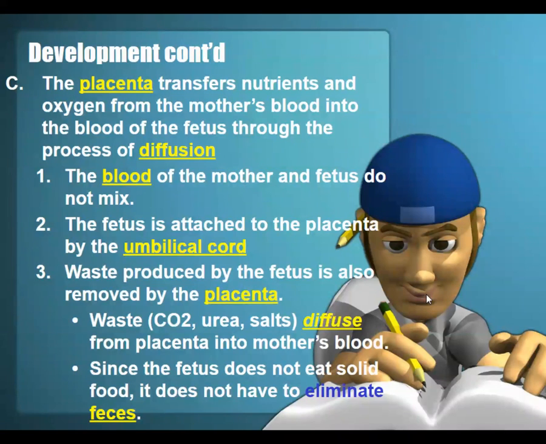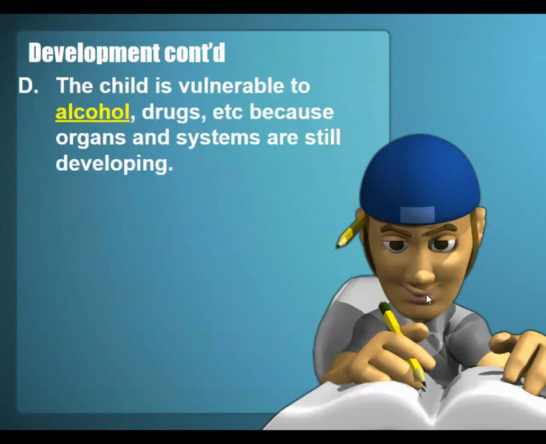Since the baby can't go to the bathroom in a toilet or breathe out any carbon dioxide because they're in a liquid environment, they still need to get rid of their waste products. And that's going to occur through the placenta, and the mom can get rid of it for them. So the wastes like carbon dioxide, urea, salts, those can all diffuse from the placenta into the mother's blood. And since the fetus does not eat solid food, it does not have to eliminate feces.